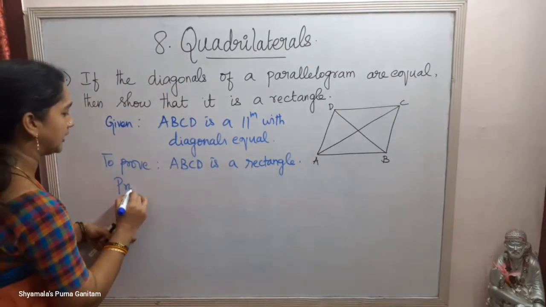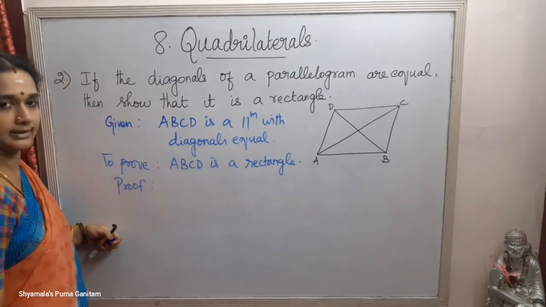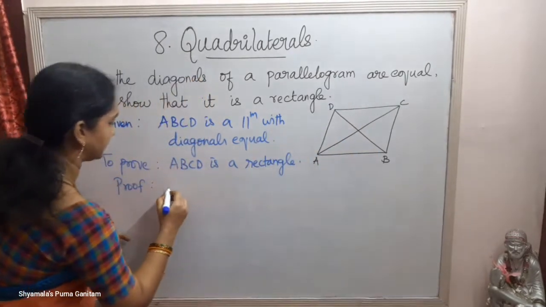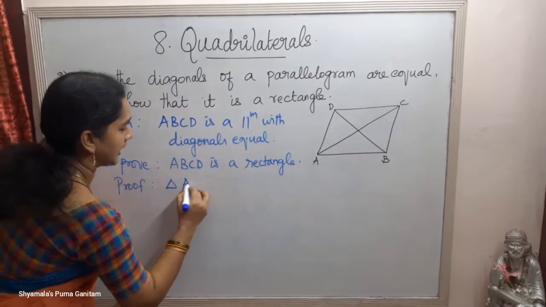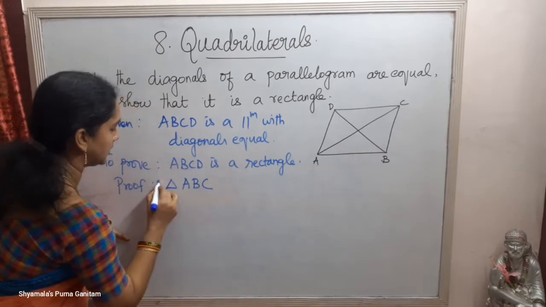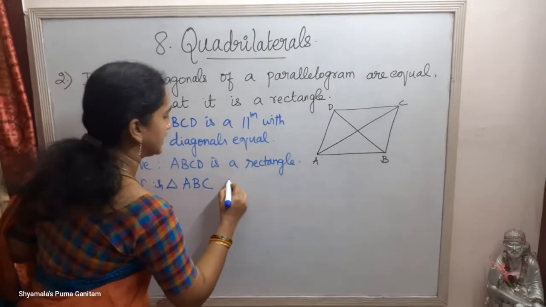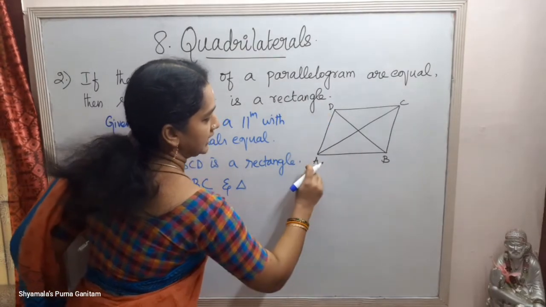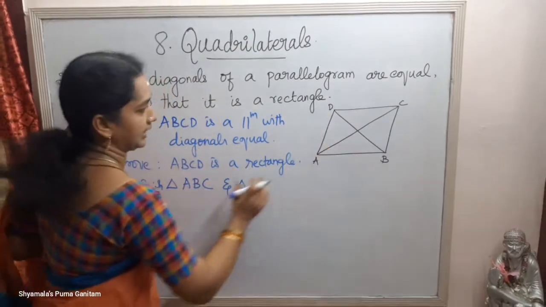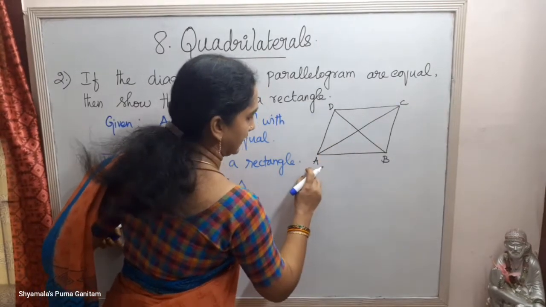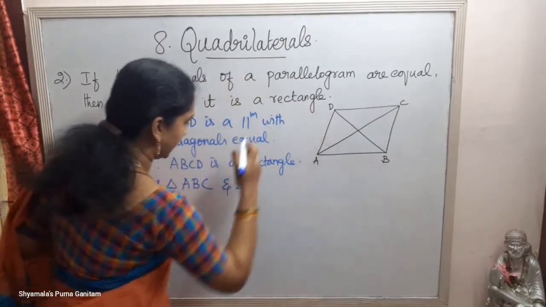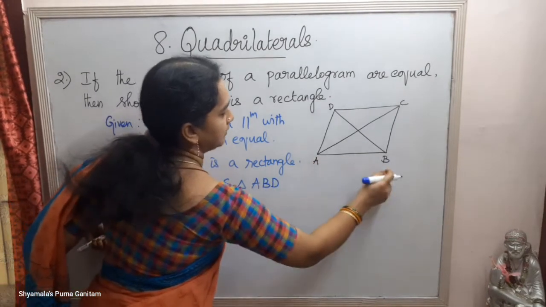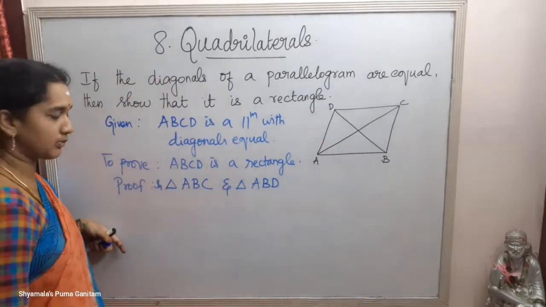Okay, so now we will take two triangles. Which two triangles? With the diagonals we will take. So triangle ABC and triangle ABD. ABC, that triangle we have taken, that is with the diagonal. Then ABD. Those two triangles we will take.